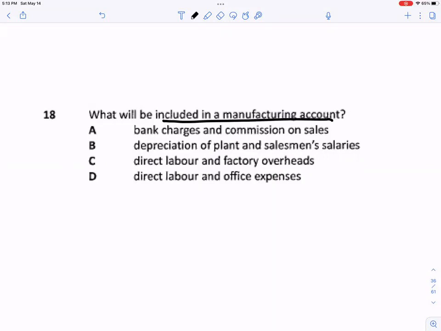It's C, direct labor and factory overheads. Yes, B is the answer. How? You don't add the depreciation. Depreciation of plant we add in the manufacturing account. But salesman salaries is not added. Bank charges are not there. Office expenses do not come in the manufacturing account.